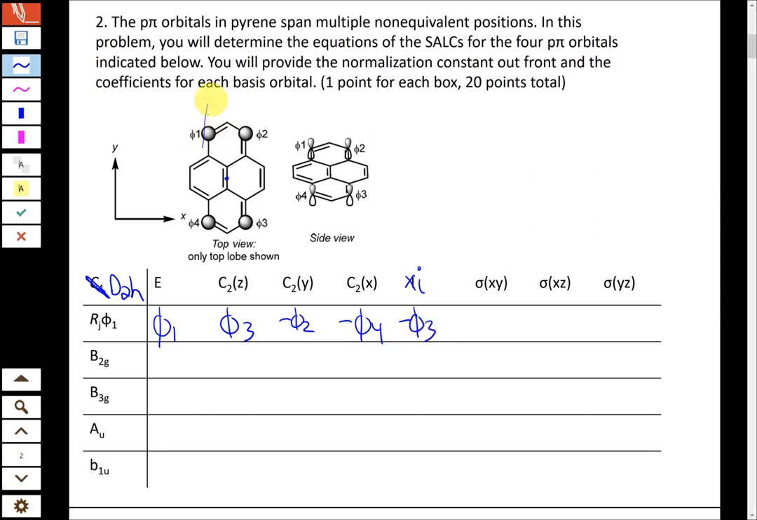That's the plane that contains the whole molecule. And when we reflect about that plane, phi 1 is going to change its sign. It's going to stay in the same location, but the shaded lobe, if you want to call it the positive lobe, shown over here, is going to reflect down to the bottom and change sign. So we get a minus phi 1 for that. Let's probably do it in the same color.